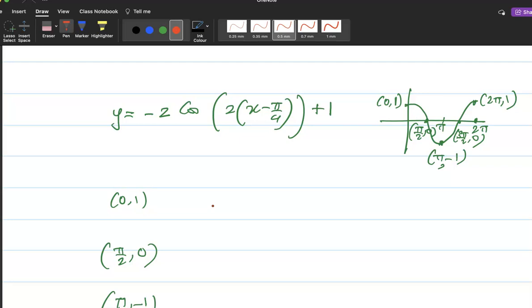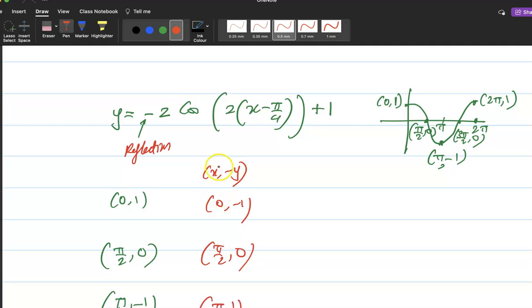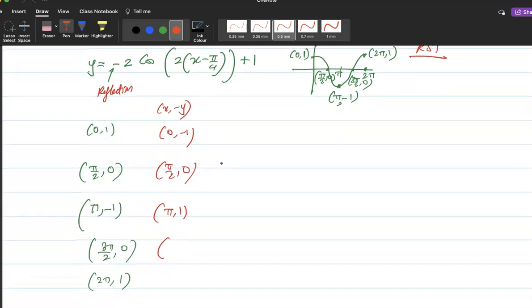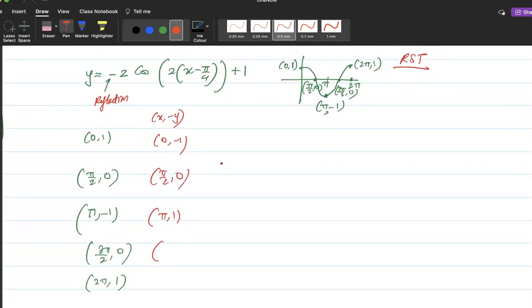Now you'll apply transformation for each of these. First, this is your reflection. When you reflect in the x-axis, y will change sign. So 0 comma 1 becomes 0 comma minus 1, pi by 2 comma 0 stays, pi comma 1, 3 pi by 2 comma 0, and 2 pi comma minus 1.